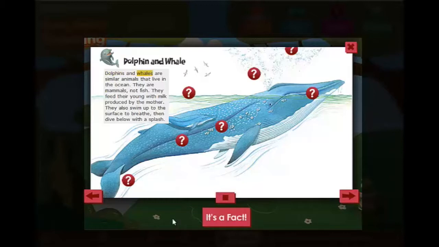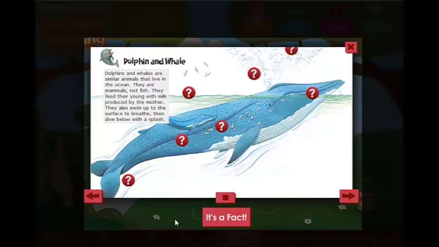Dolphins and whales are similar animals that live in the ocean. They are mammals, not fish. They feed their young with milk produced by the mother. They also swim up to the surface to breathe, then dive below with a splash.